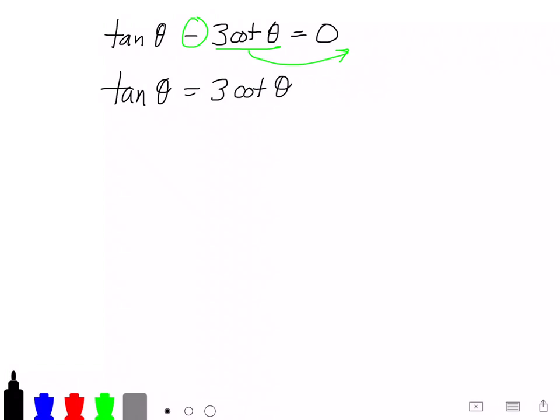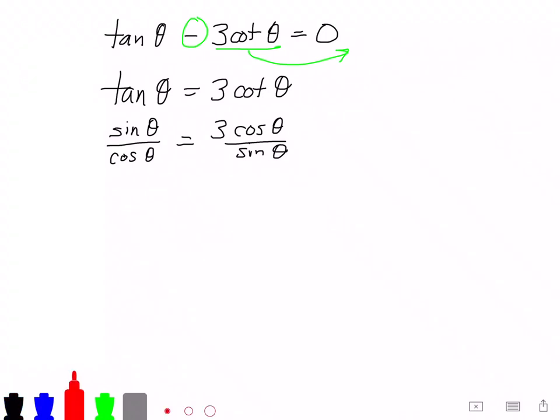Now I'm going to reduce to sines and cosines. Tangent is sine over cosine, so that's the sine of theta divided by the cosine of theta. And that's going to equal 3 times, and the cotangent is just the opposite or flipped, that's going to be the cosine of theta over the sine of theta. So I have two denominators. I have cosine of theta here, sine of theta here.